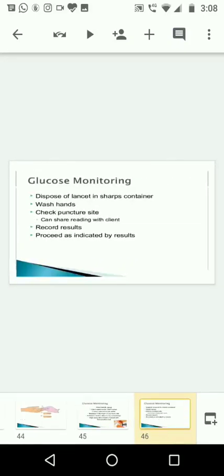Glucose monitoring, in continuation. Dispose of the lancet after taking the sample. Then wash hands after taking the sample, check the puncture site and record the result you have got. Then proceed.